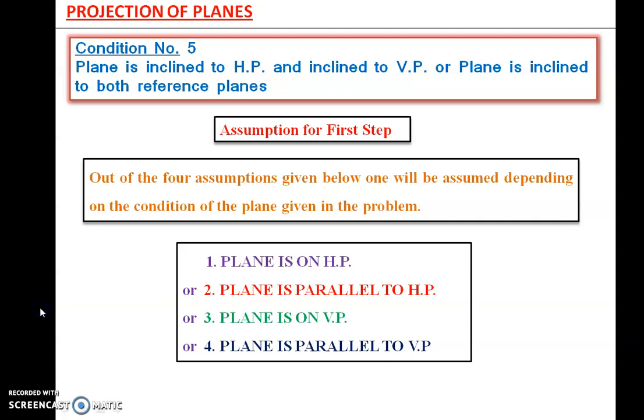Hello students, so let us start the new video based on condition number 5. It is nothing but the plane is inclined to HP and inclined to VP, or it is inclined to both the reference planes. As discussed previously, condition number 5 is to be solved in 3 steps.